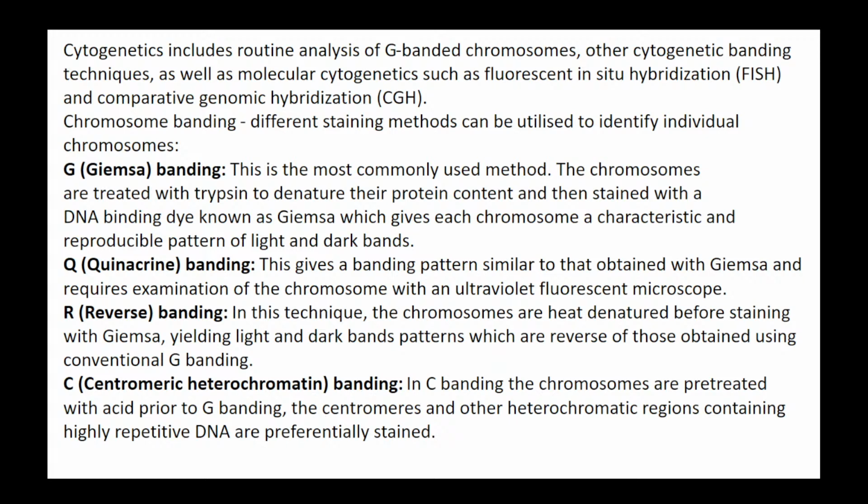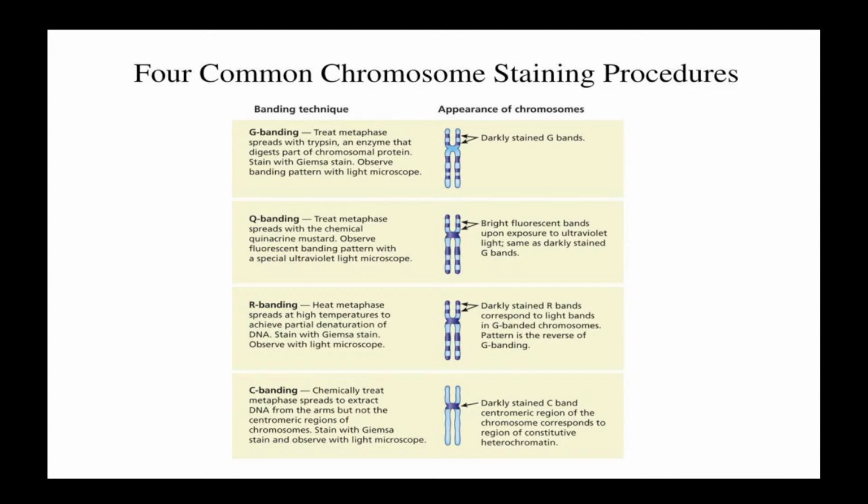R banding: in this technique, the chromosomes are heat denatured before staining with Giemsa, yielding large and dark band patterns, which are the reverse of those obtained using G banding. And in C banding, the chromosomes are pretreated with acid prior to Giemsa staining. The centromeres and other heterochromatic regions containing highly repeated DNA are preferentially stained. So, four types of banding.